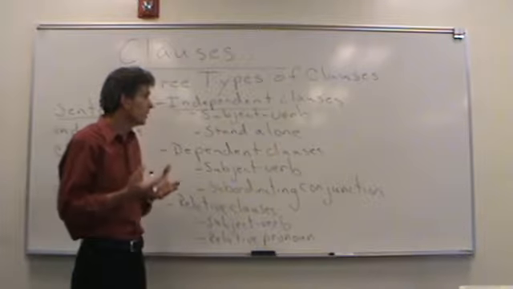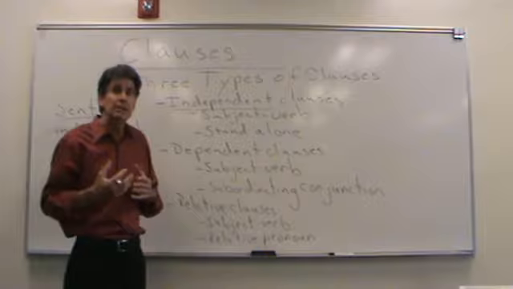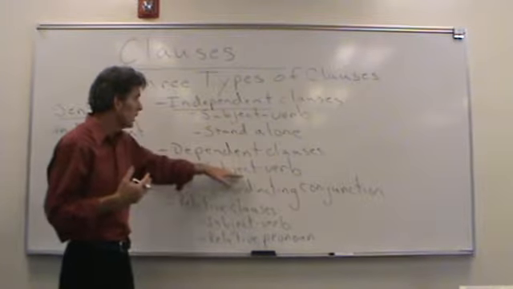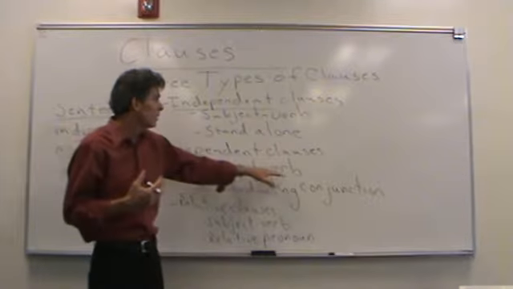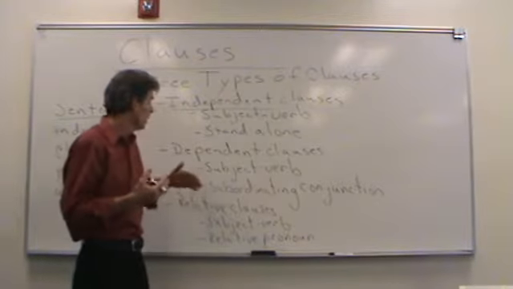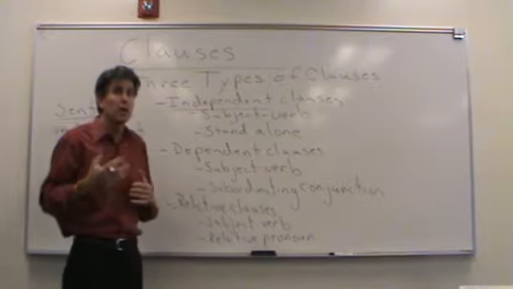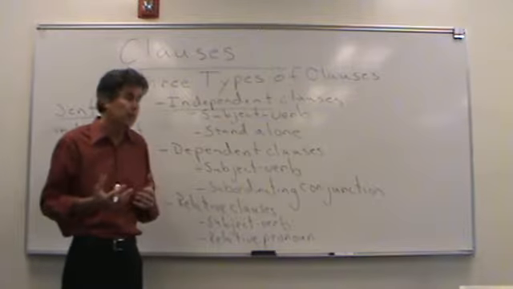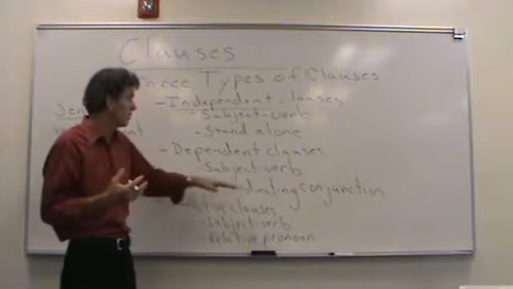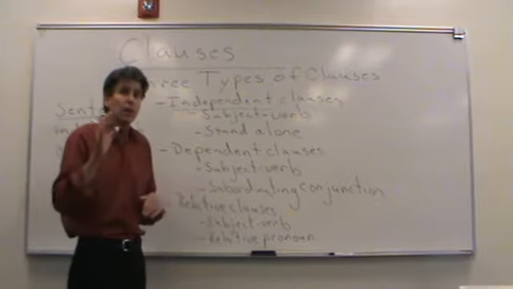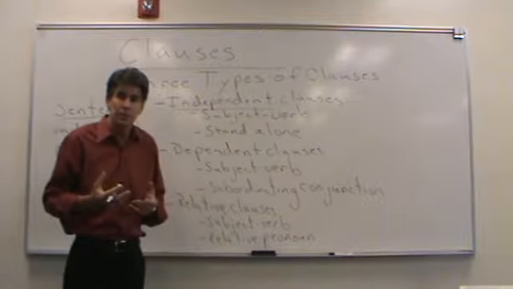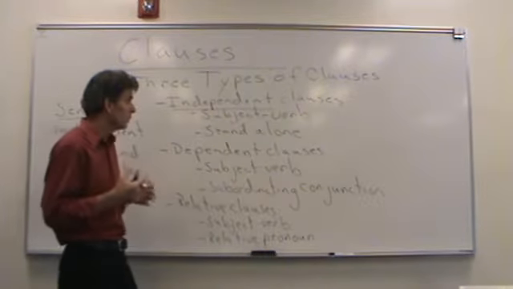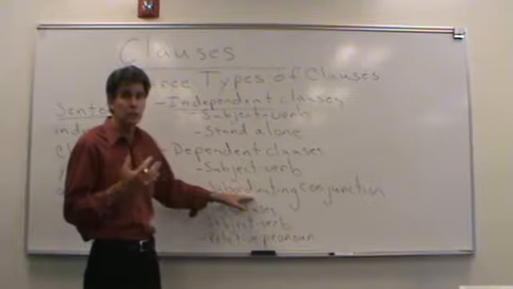Okay? The next type of clause is called a dependent clause. Now, like all clauses, these have a subject and a verb. Dependent clauses have a subject and verb, but they cannot be sentences. Very important to keep that in mind. It's not because they're lacking anything, but because they have something extra, which is a subordinating conjunction.